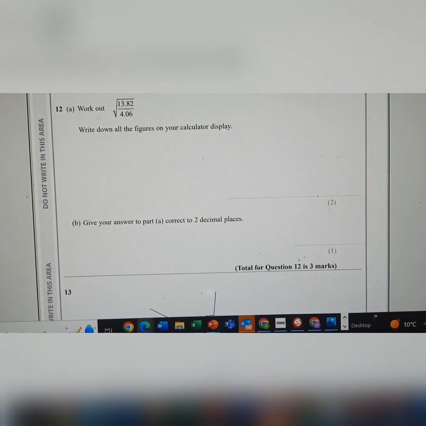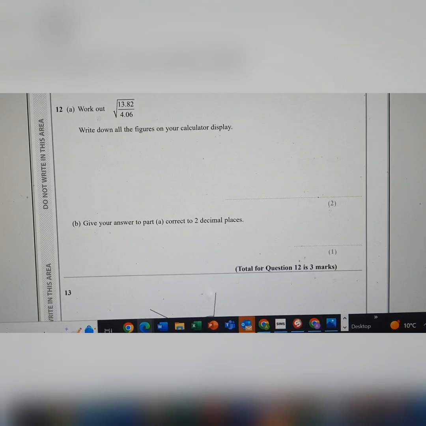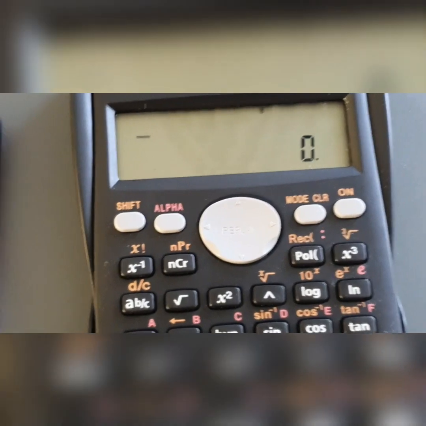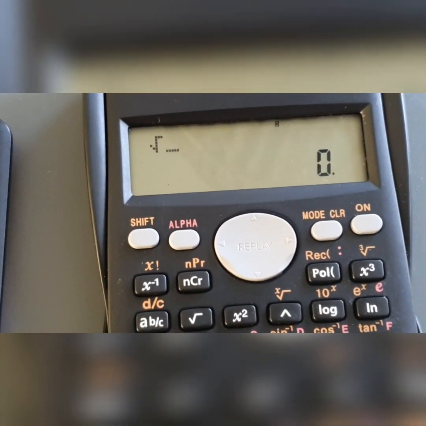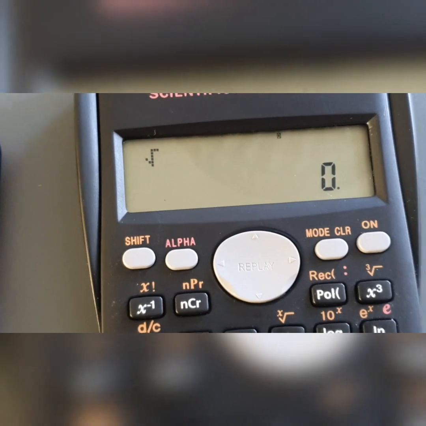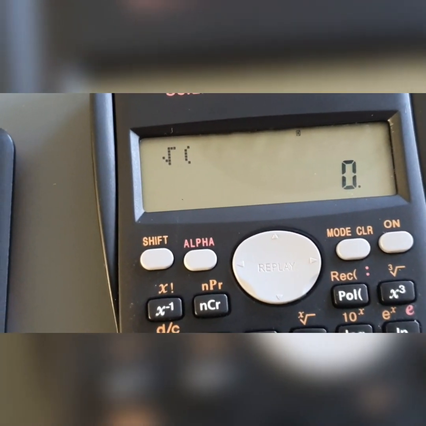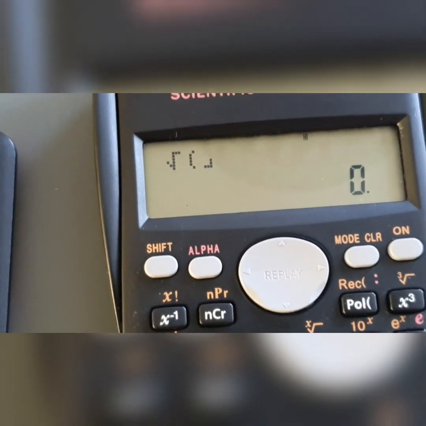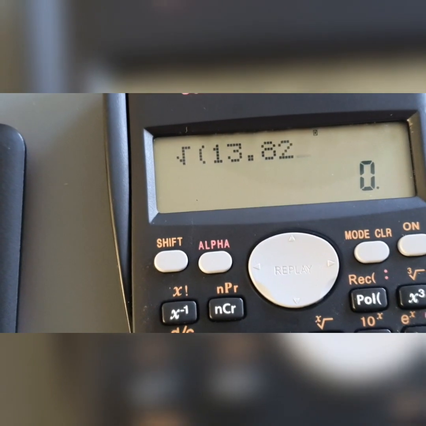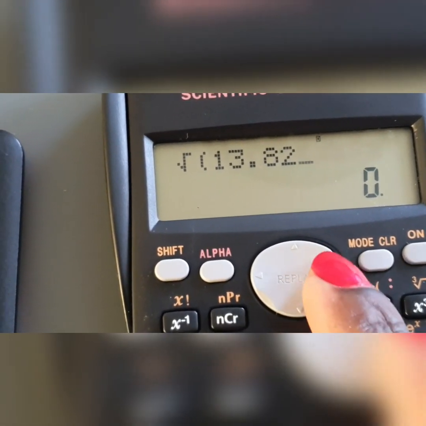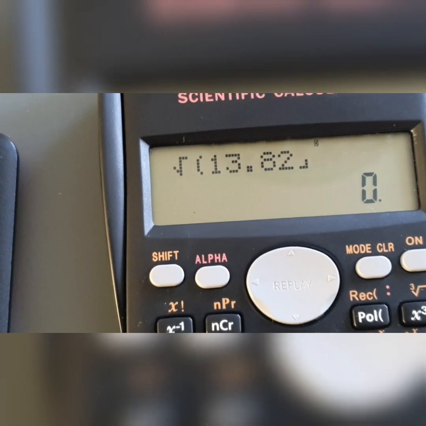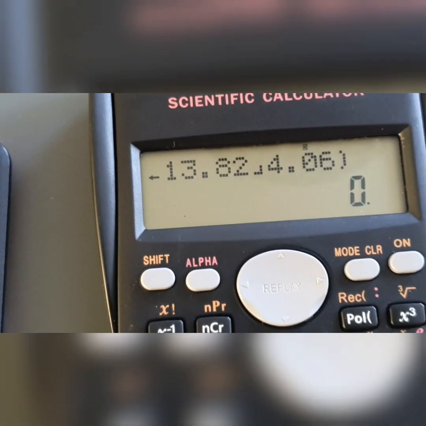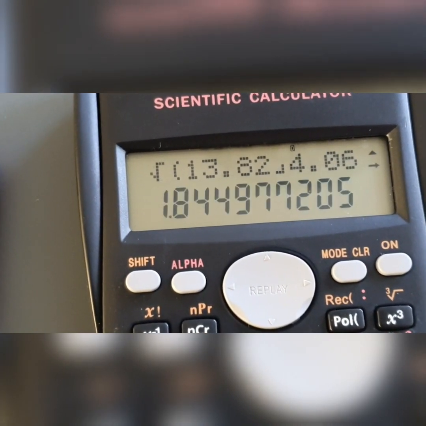Work out the square root of 13.82 divided by 4.06. Write down all the figures on your calculator display. So you're going to use the square root button. You're going to use the bracket and then your fraction. So 13.82 divided by 4.06. Then I'm going to close the bracket, so it's square rooted everything there.